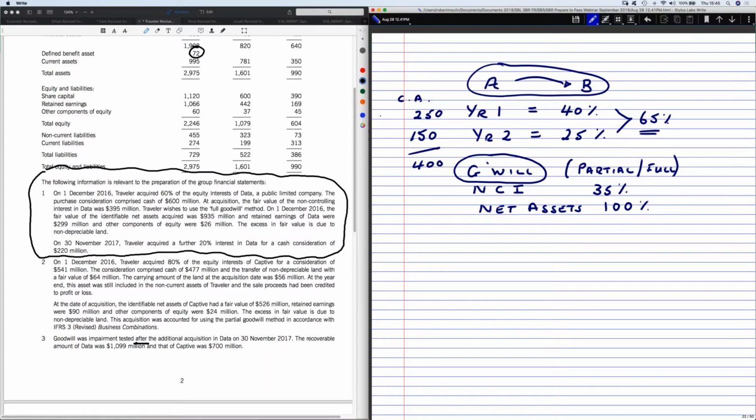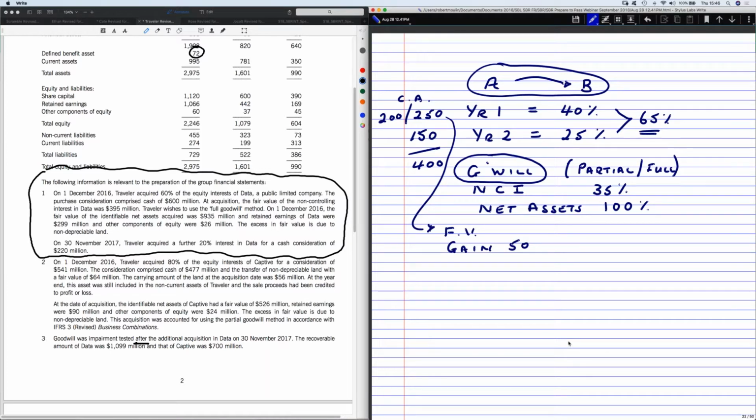Now, remember that immediately before the acquisition, the associate was being carried at 200. But upon acquisition, we need to make sure it is fair valued to its fair value of 250, which means, of course, that upon acquisition, there is a fair value gain that we need to recognize of 50. Do you agree with me there, everybody?